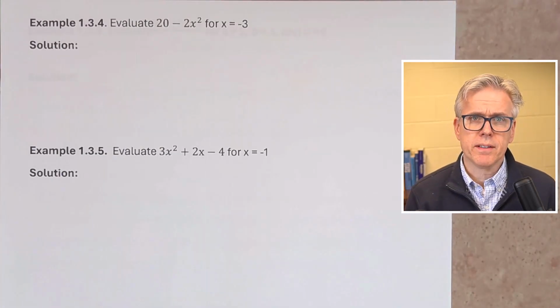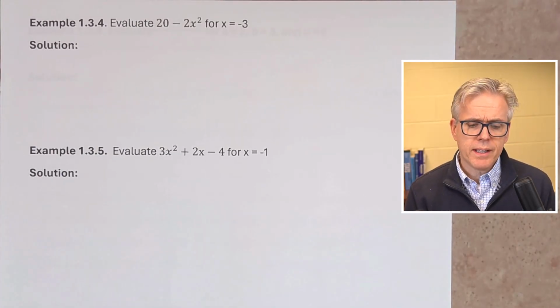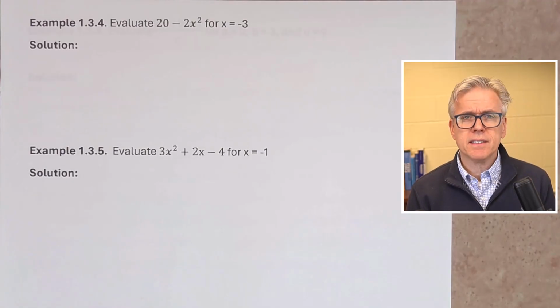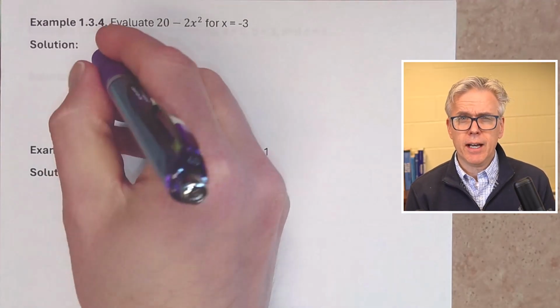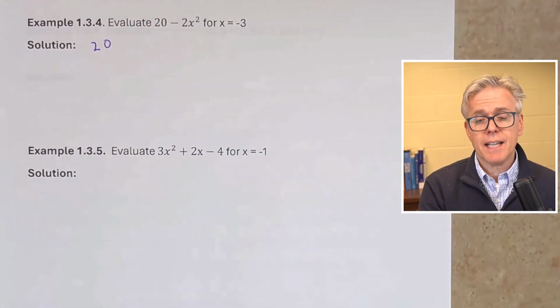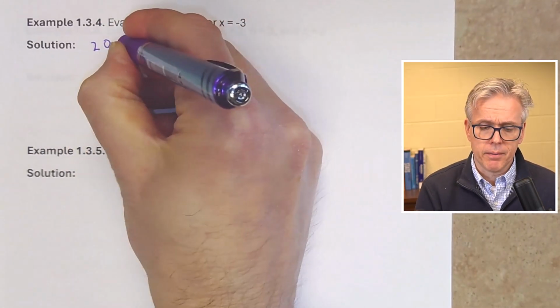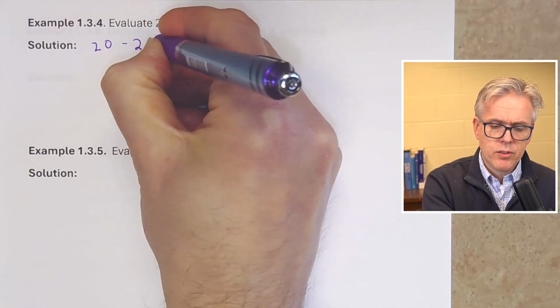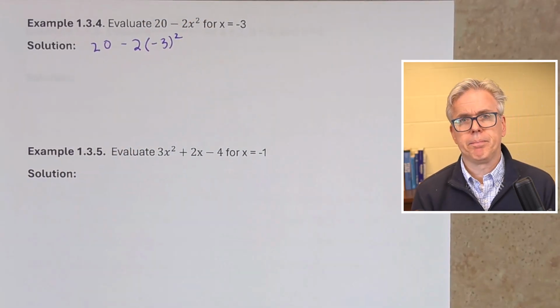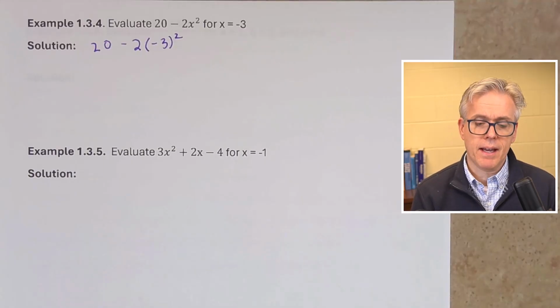We'll do a few more of these. So evaluate 20 minus 2x squared for x equals negative 3. So our process is the same. Everybody's first step should be the same. You're going to write the problem down. So wherever we see an x, we're going to substitute a negative 3. So we'll say 20 minus 2 times (negative 3) squared. So everybody should have that step down.